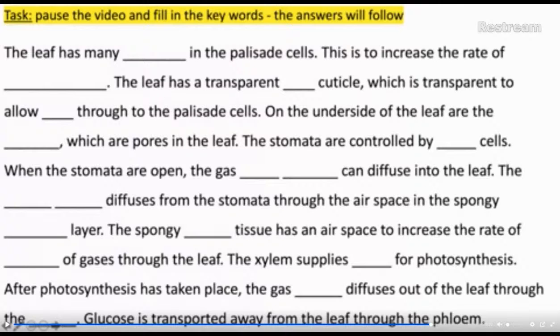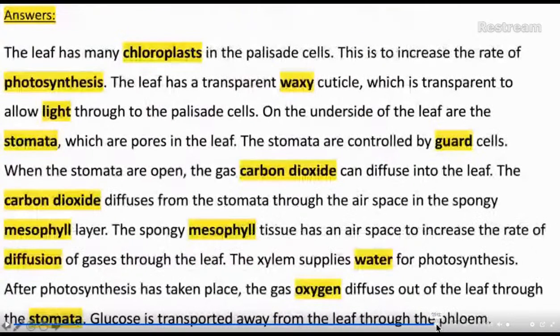Okay, we're going to stop there. And these are the answers. Need more time? Yeah, this is paper 1. So these here are the answers. So check your answers.